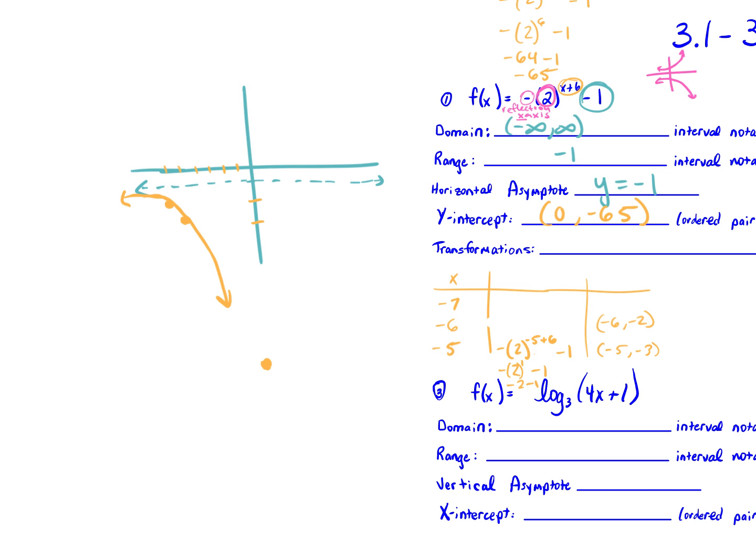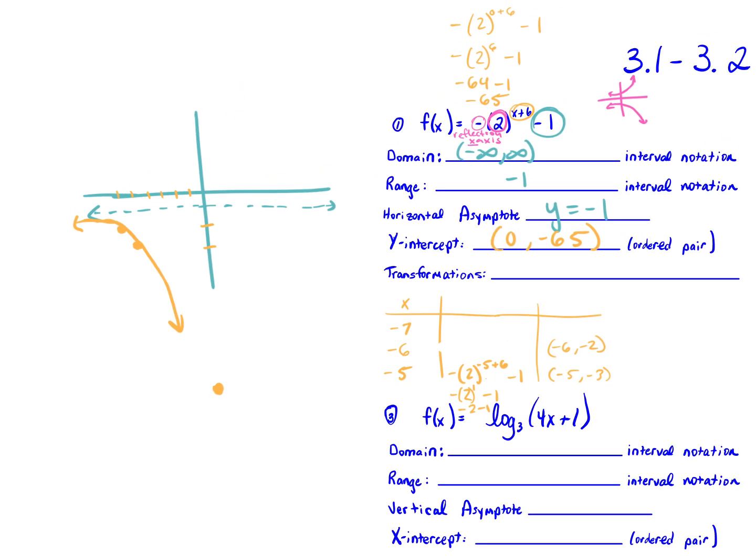So for our range, going back to our range, since our graph is pointing down, what would our range be? Negative infinity to negative 1. So remember, the smaller number comes first. Negative infinity is a super small number. Questions here?